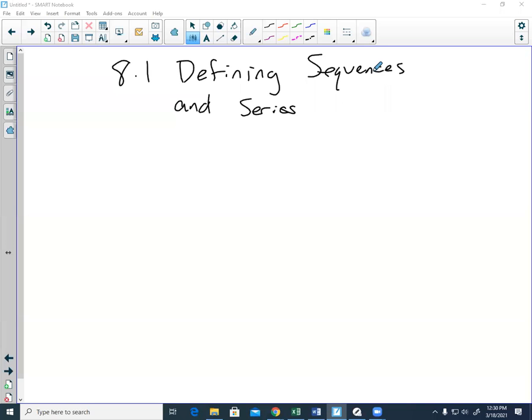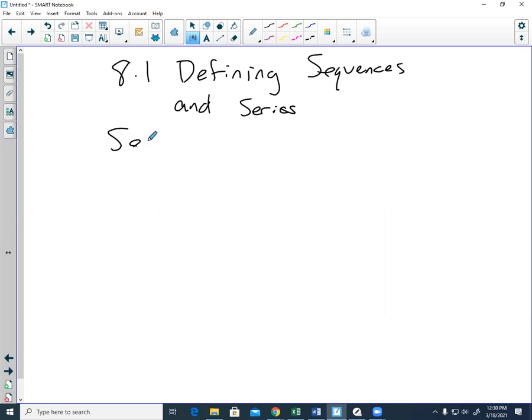So as we work our way through chapter 8, it is all about patterns. There's two ways that we can talk about patterns. One of them is called a sequence, and one of them is called a series. We're going to start with a sequence today. Today is just about sequences, and a sequence is just a pattern of numbers.